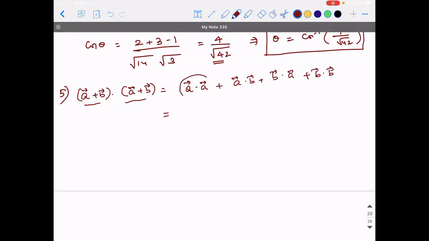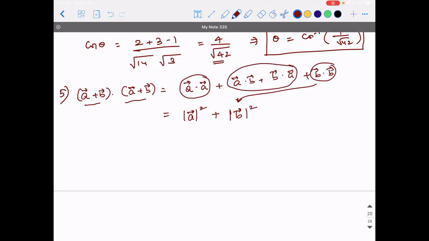So what is a vector dot a vector, guys? This is the magnitude of a vector squared. No, I cap dot I cap is 1. A vector dot a vector is magnitude of a vector square, plus b vector dot b vector is magnitude of b vector square. So a vector dot b vector plus b vector dot a vector will be 2 times a vector dot b vector.